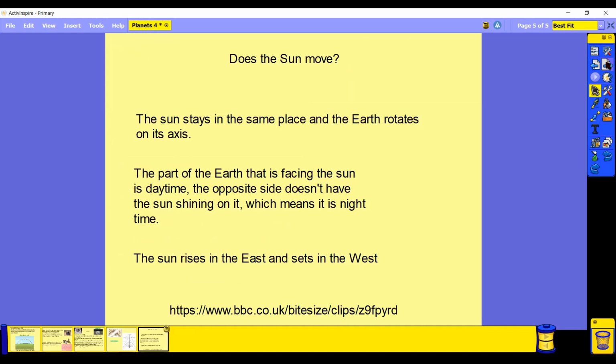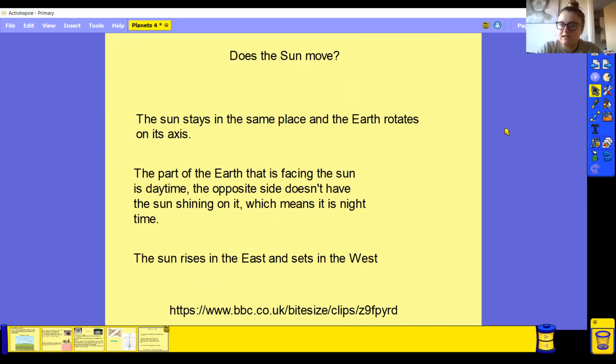Okay then, so back to the question, does the sun move? So we found out that the sun actually doesn't move. The sun stays in the same place, whereas the earth rotates around it. As it's orbiting, it rotates on its axis. The part of the earth that's actually facing the sun is daytime, whereas the opposite side won't have the sun shining on it, which means it is nighttime.